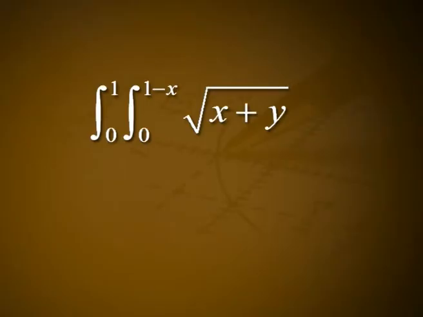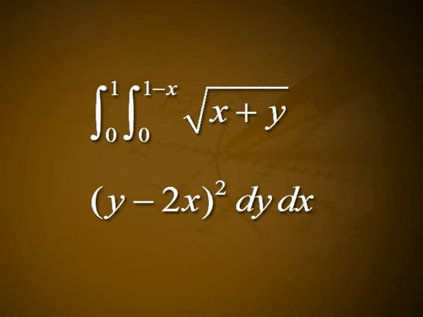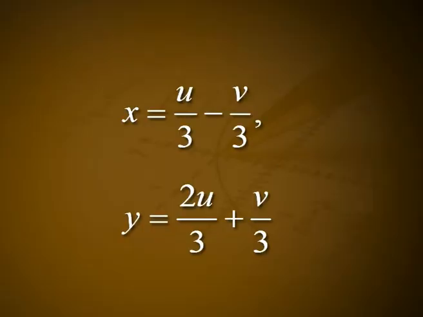Example 3. Evaluate the integral 0 to 1, integral 0 to 1 minus x, of square root of (x+y) times (y minus 2x) squared dy dx. Solution. The integrand suggests the transformation u equals x+y and v equals y minus 2x, that is x equals u/3 minus v/3, y equals 2u/3 plus v/3.